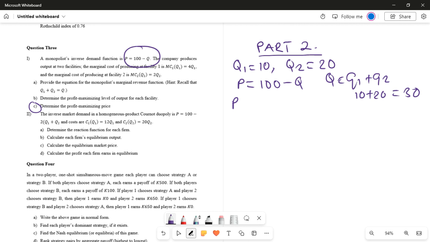So therefore P is equal to 100 minus 30. Therefore, the price that this firm should charge is 70 kwacha. So that is the profit maximizing price, 70 kwacha.